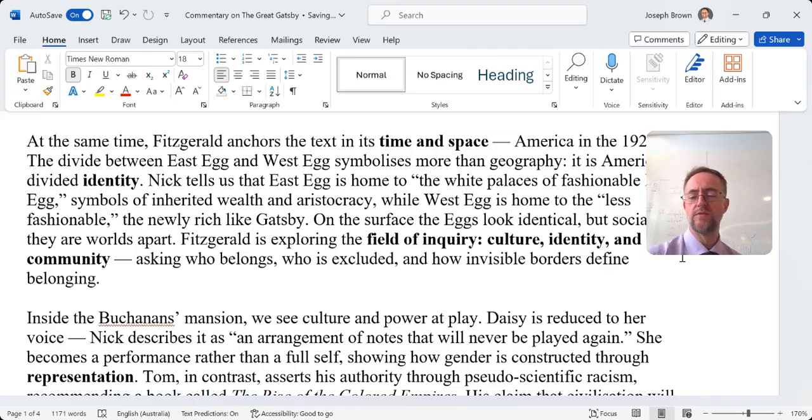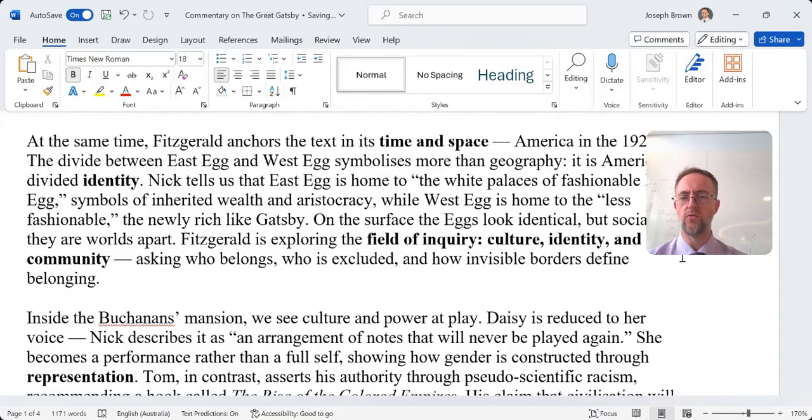While West Egg is home to the less fashionable, the newly rich like Gatsby. On the surface, the eggs look identical, but socially they are worlds apart. So this is a key part to the story. This is the representation of America. If you're an outsider looking at this dream America of wealth and ambition and the good life, the dream, it all looks very much the same.